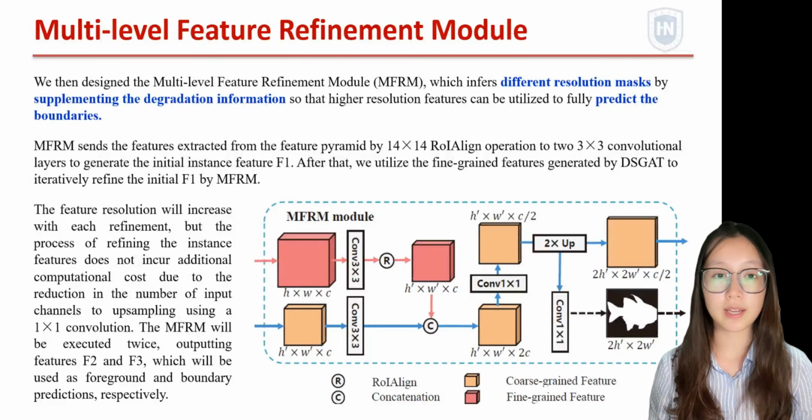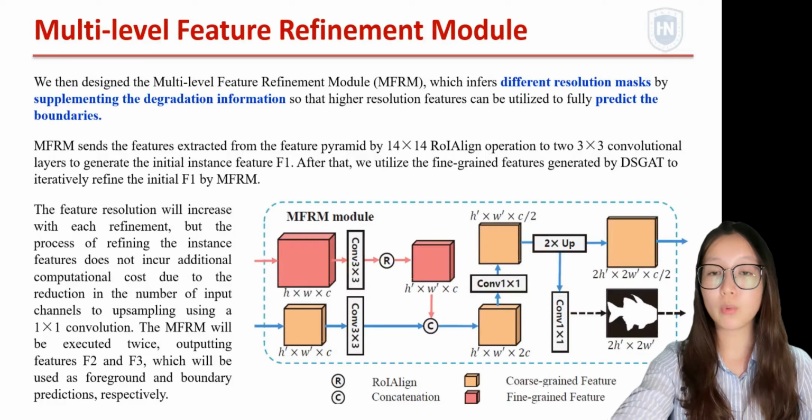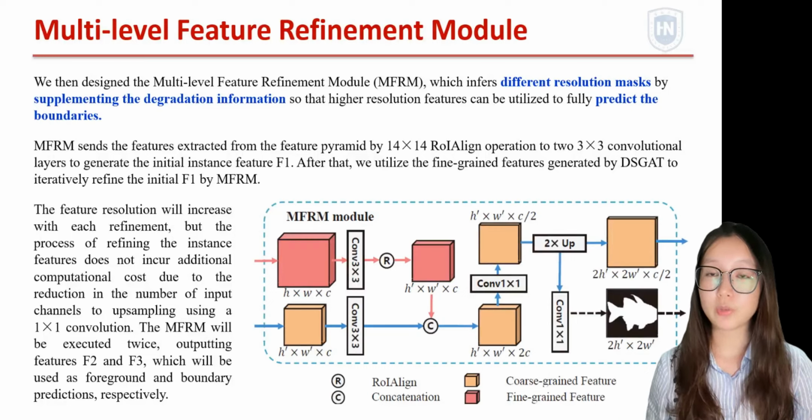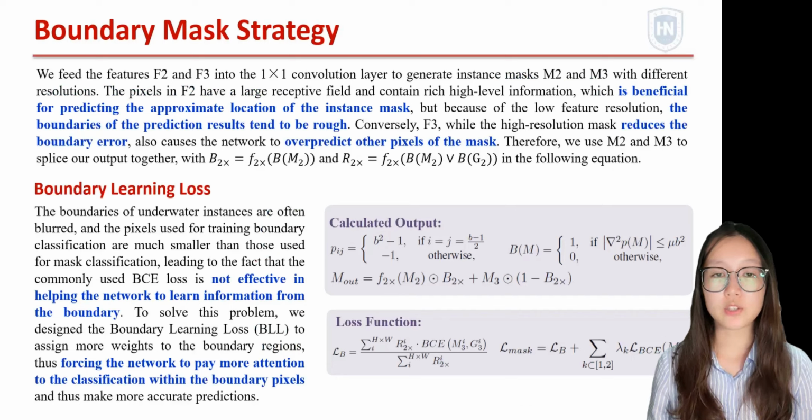The next one is the multi-level feature refinement module. This module will repeat twice. Features with larger receptive fields will be used to predict the main body of instances, and the second time, it is used to predict the boundaries. After the last two stages, features with different resolutions will be used to predict masks with different resolutions.